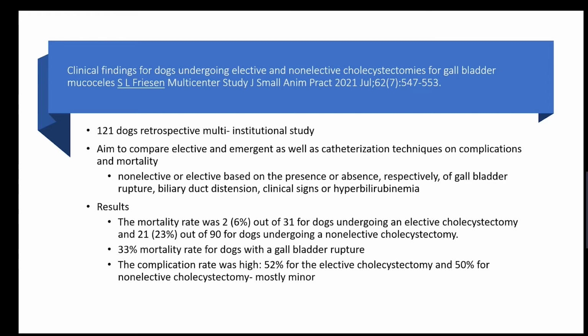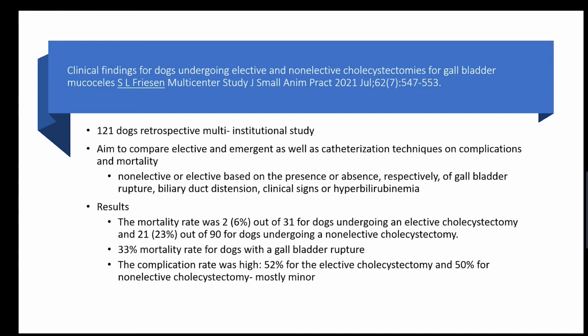So they also aimed to compare elective versus emergent surgery, but also to parse out a little bit about catheterization technique and whether or not that affected complications and mortality. The background there is a sneak preview of how surgery is done in people laparoscopically: for stable dogs that have laparoscopic surgery, and in people, they never catheterize the common bile duct because that's very difficult or impossible to do laparoscopically. So they wanted to see if there was any impact of catheterization on outcome as well.